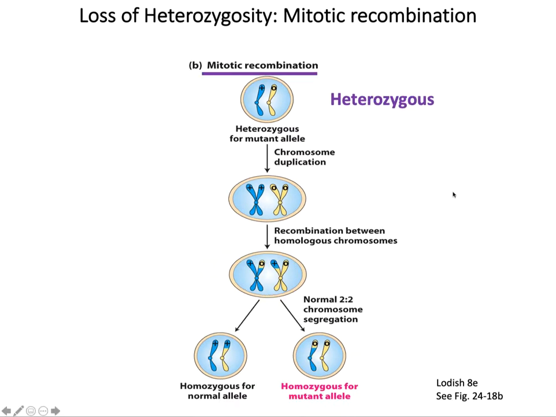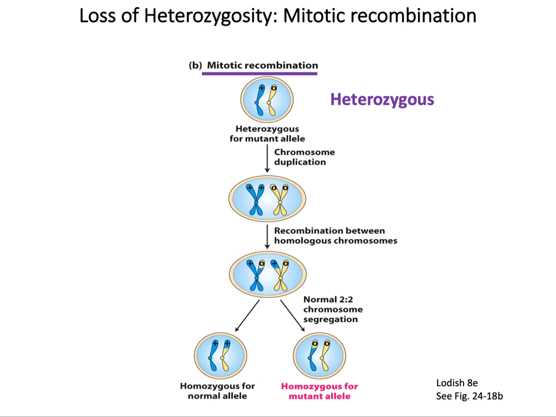Another way in which you can lose heterozygosity is through mitotic recombination. And we didn't talk about this when we talked about the cell cycle, but during mitosis, you can get recombination between the homologous chromosomes, which was first discovered in fruit flies, Drosophila, about 95 years ago. And the molecular mechanism was described much later. Please note that this is not crossing over that happens in meiosis in germ cell lines.